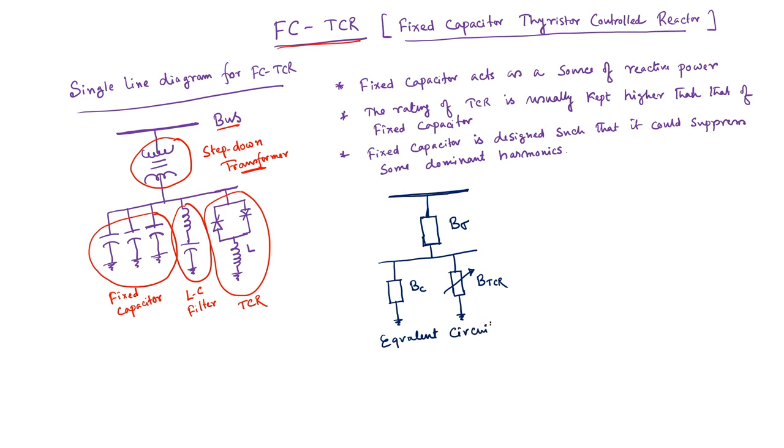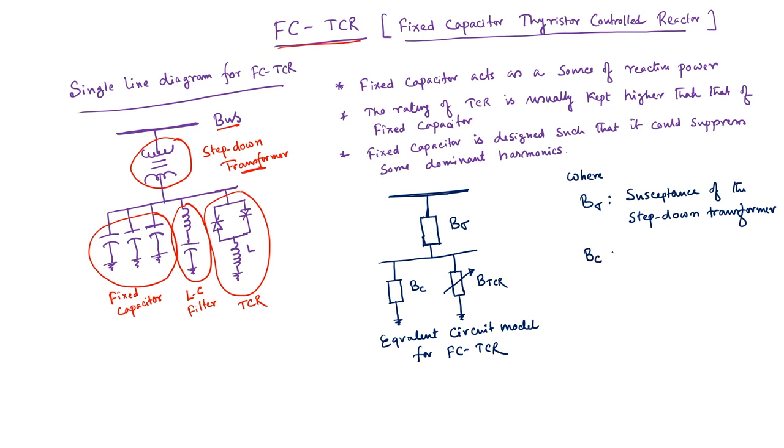So, this is the equivalent circuit model for FC-TCR, where B sigma stands for the susceptance of the step down transformer, BC is the susceptance of the fixed capacitor, and BTCR is the susceptance of the TCR unit.